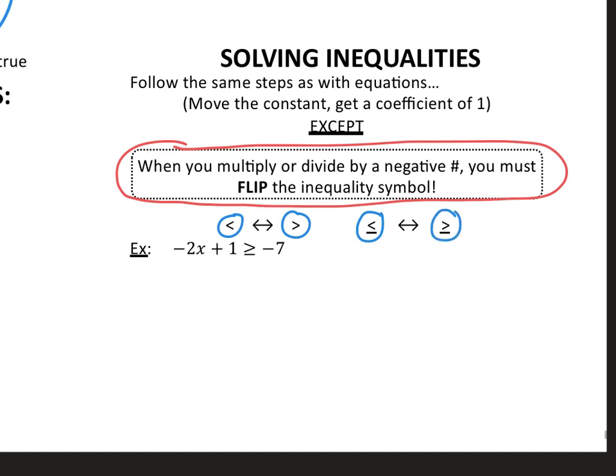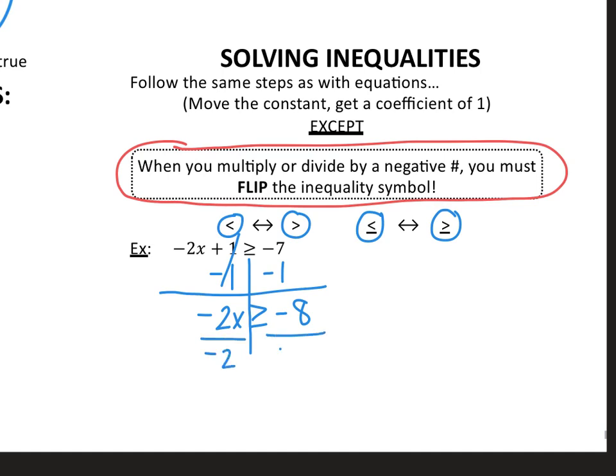Negative 2x plus 1 is greater than or equal to negative 7. You're going to draw a Grand Canyon line. We want to move the constant first, so we have a positive 1. So we're going to use the inverse operation, which would be subtracting 1, using the subtraction property of equality. We're left with negative 2x is greater than or equal to negative 7 minus 1, which is negative 8. Now to get x alone, x is being multiplied by -2, so we need to divide by -2 on both sides.